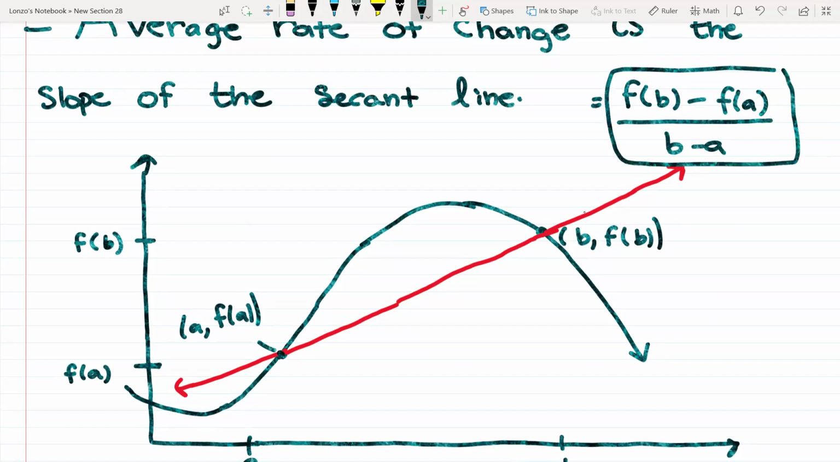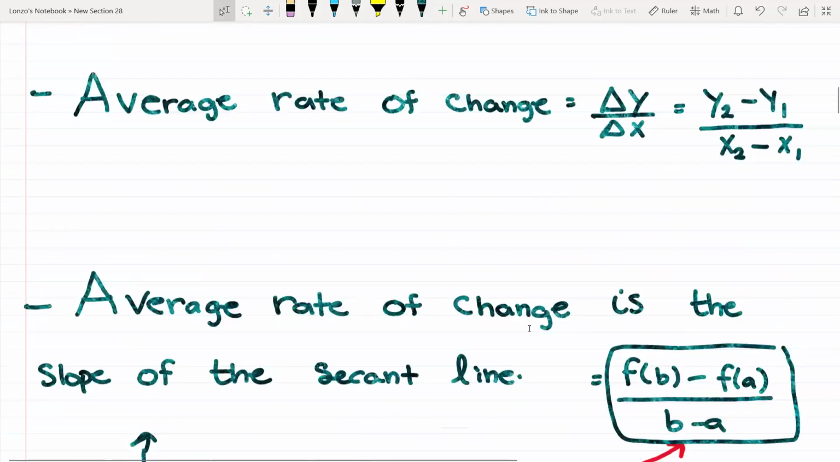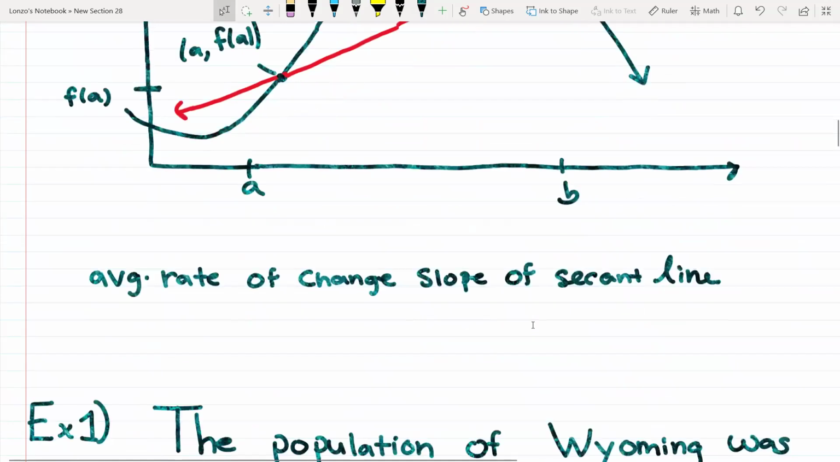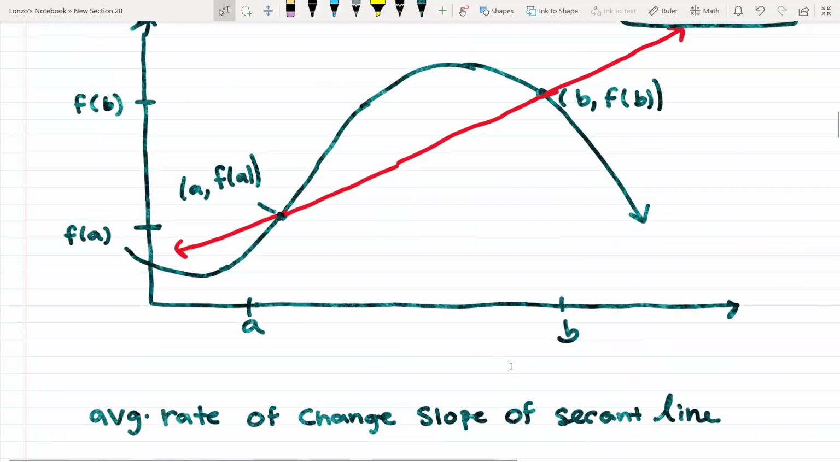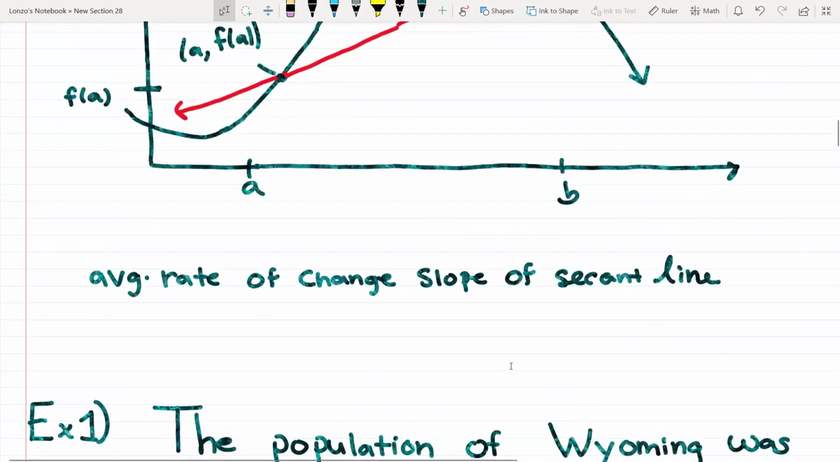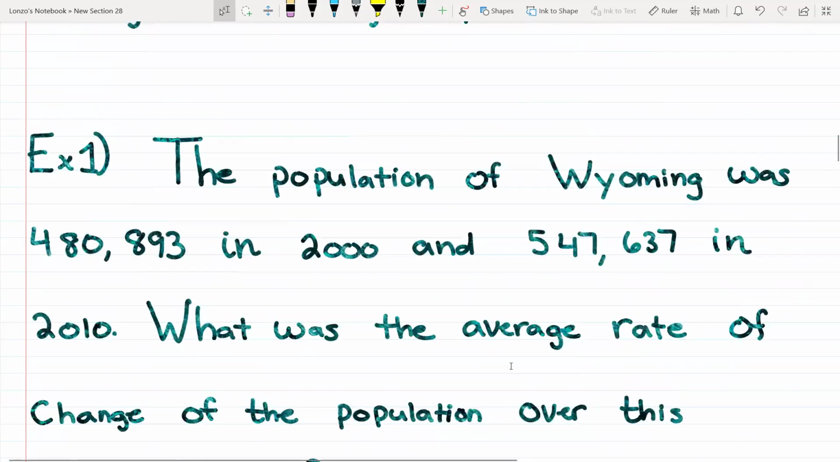In order to do the average rate of change, you need at least 2 points because it is the slope of a secant, right? So I'm going to say this again: average rate of change is the slope of a secant, and a secant requires 2 points. We're going to learn about instantaneous rate of change, and that's slightly different, but right now it's average rate of change. So let's do an example.